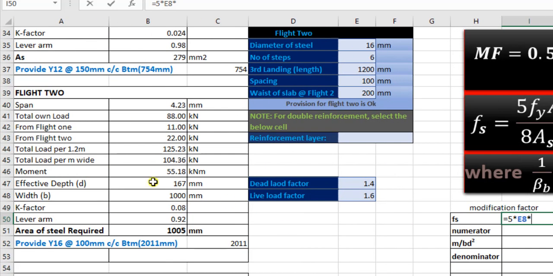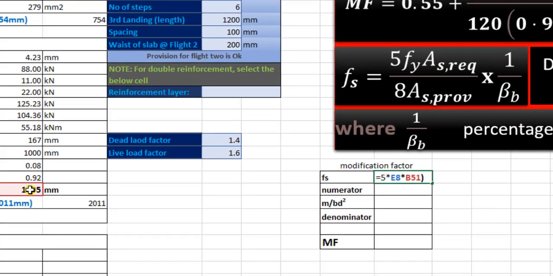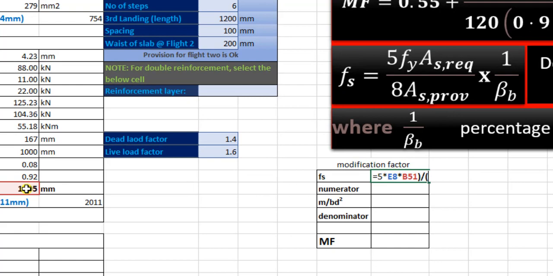The span we are calculating, span 2, area of steel required is this. Okay, we close the bracket, divided by open the bracket. We are starting with 8 times the area of steel provided at that point is this. We close the bracket, and then I remember 1 over lambda b is omega b, is mostly reduced to unity, so we can multiply by 1 or so. We leave it like that.